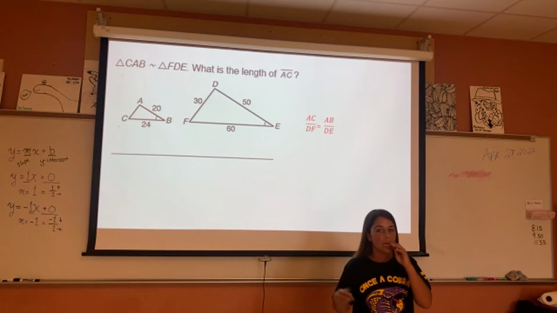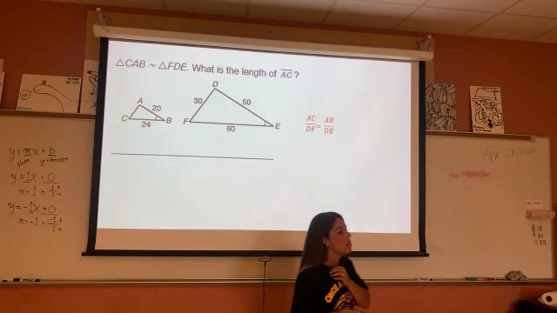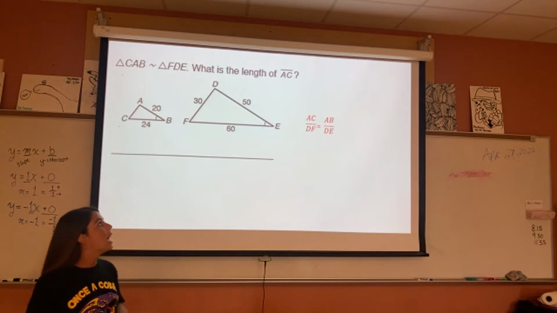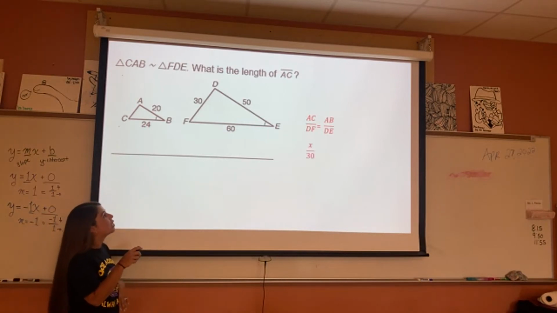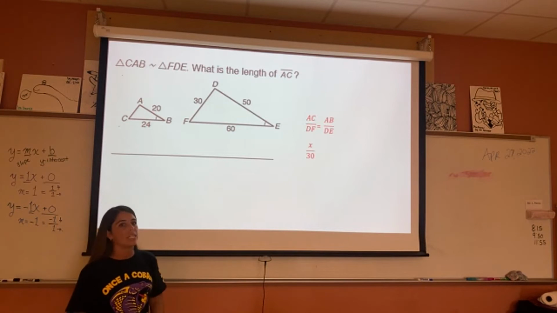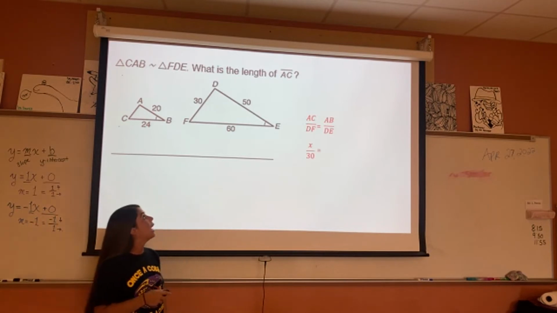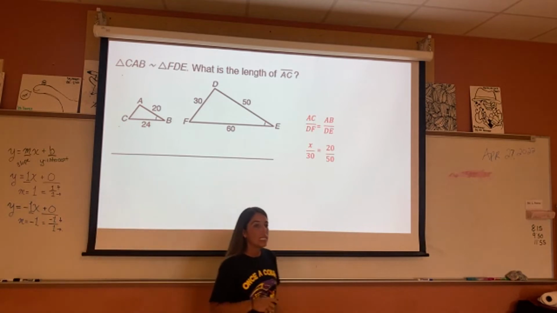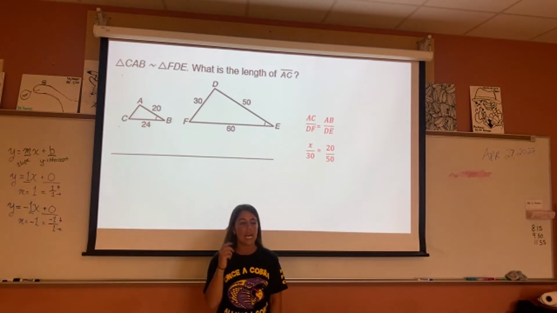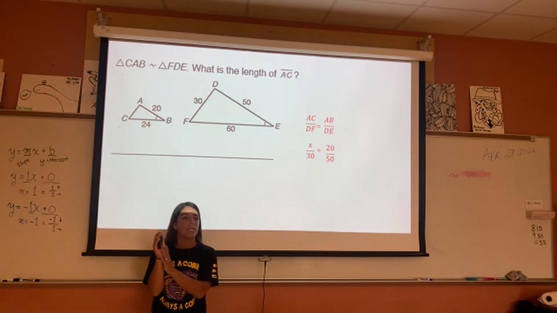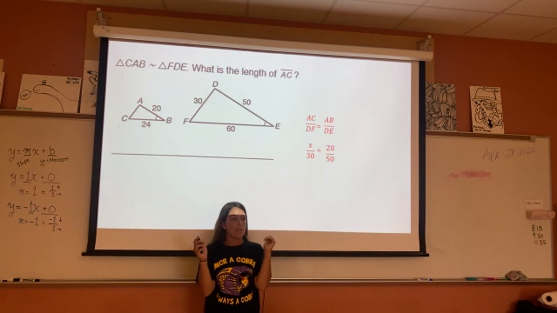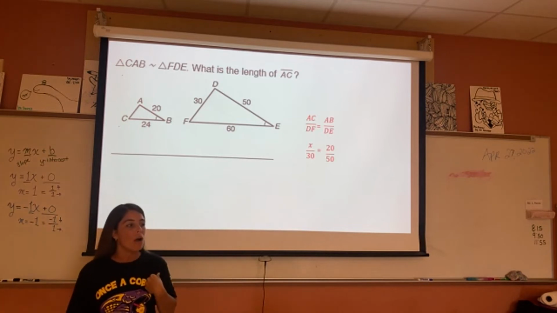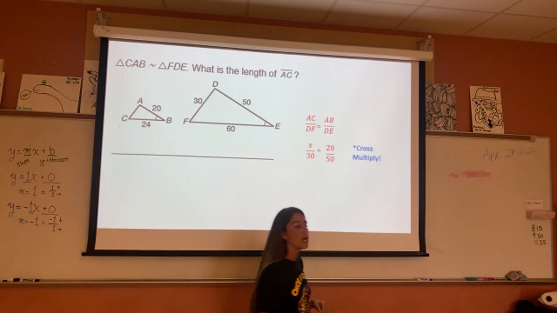There's my proportion. I'm going to plug in the values I know. I don't know AC, so I'm going to give it a variable. I'll call it X. I know that DF is 30. I know X over 30 is equal to AB, which is 20, over DE, which is 50. There's my proportion. I set up a set of corresponding sides, and I set them equal to each other. Once I have that proportion set up, all we have to do is cross multiply.